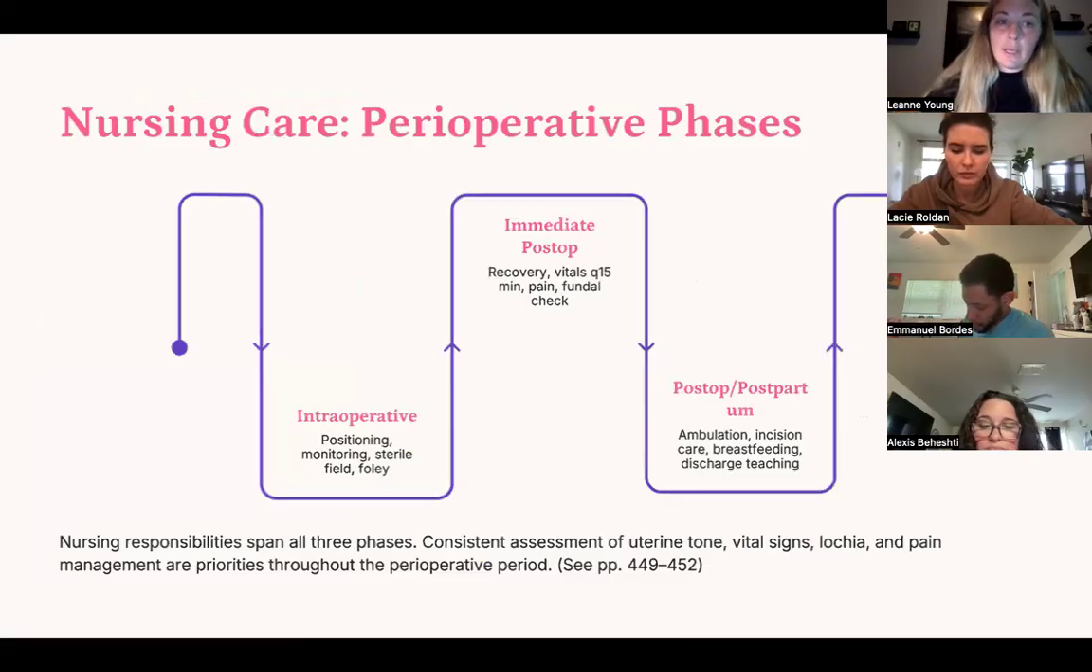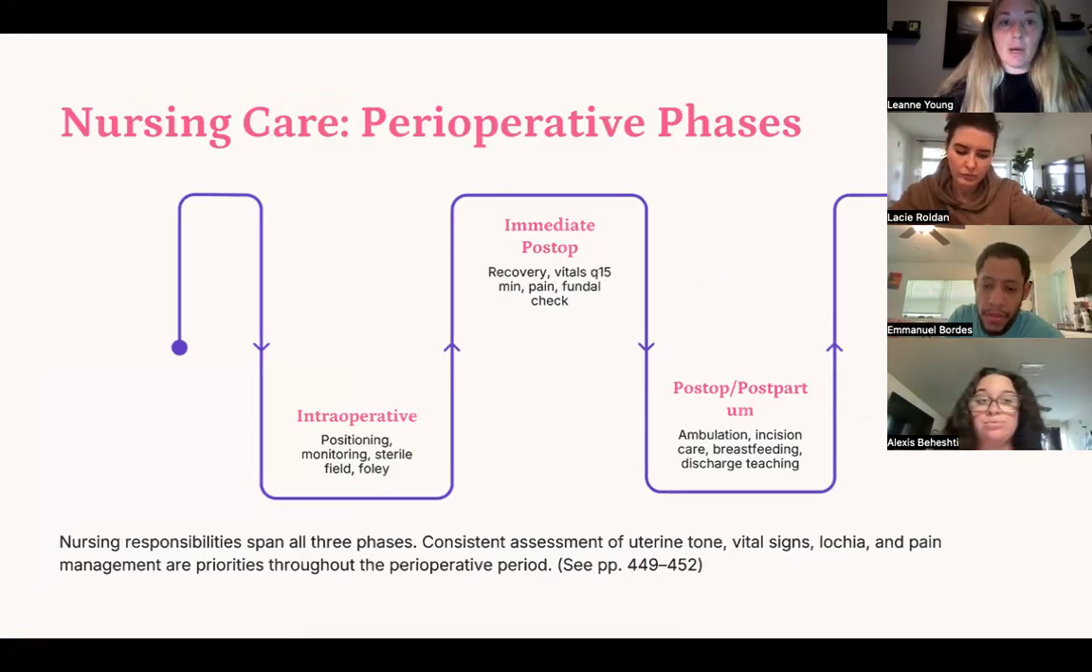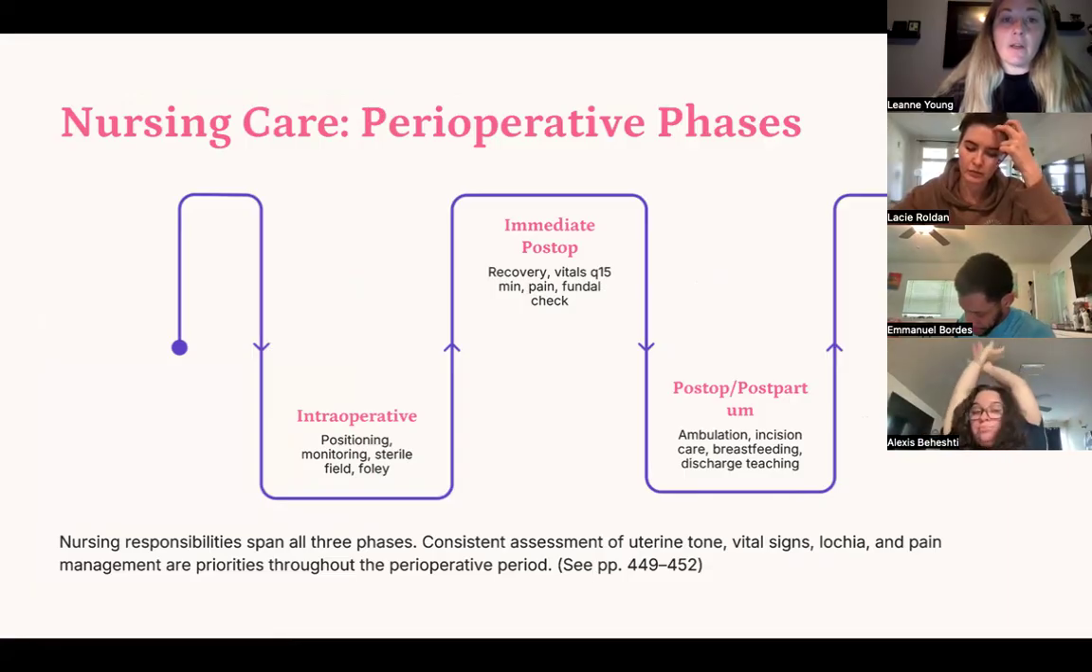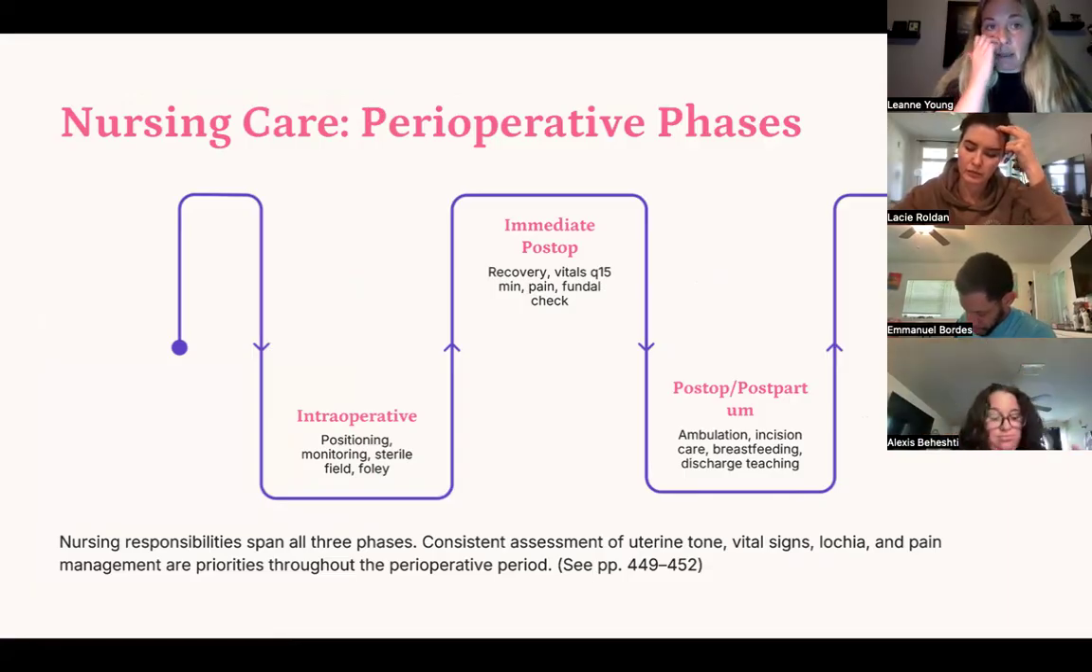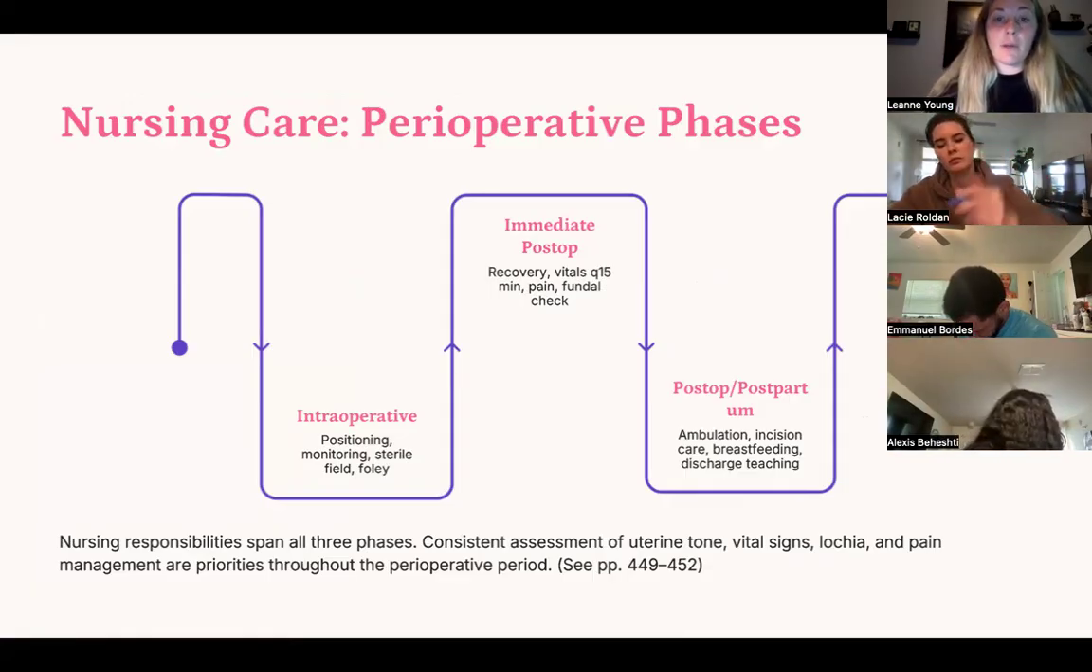So, from a nursing care standpoint, in the perioperative phases, so intraoperative, we are going to be helping position the mom on the OR table. We're going to be monitoring or helping monitor the baby, maintaining the sterile field. We probably will be inserting a Foley catheter because she won't be able to get up and move for about 5 to 8 hours following the surgery. After the surgery, post-operatively, in the recovery period, we're doing vital signs, fundal checks, pain management, all of that stuff, every 15 minutes.